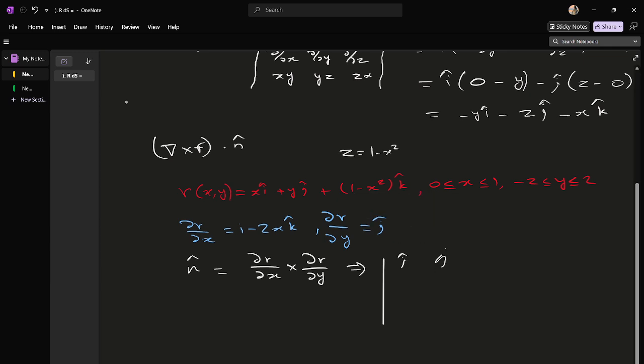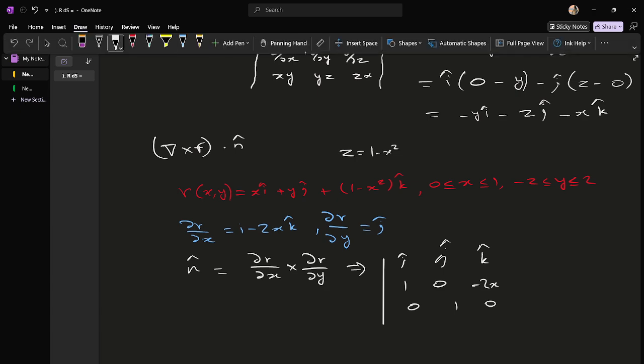So the cross product, we all know how to do it. So it is 1 0 minus 2x, and it is 0 1 0. Then we have to draw another line to complete the shape of the determinant.